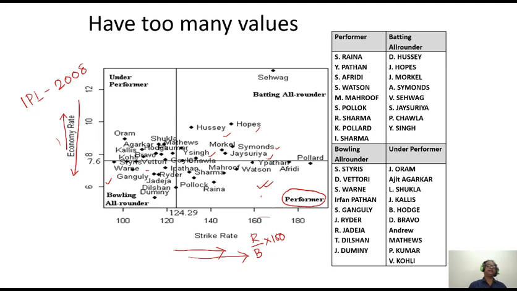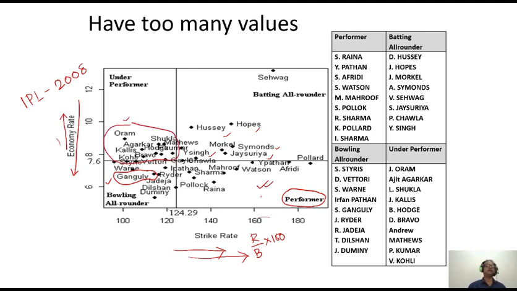You can find Saurav Ganguly here. Saurav Ganguly is generally a batsman, but in IPL 2008 his performance was not so good as a batsman, but he was a good bowler. So he had a lower economy rate, but not a good batting strike rate. And these are the underperformers. When they bowl, they have a very high economy rate, and when they bat, they could not score runs very fast. So this is the place where no one comes, or no one should come, but many players are there.